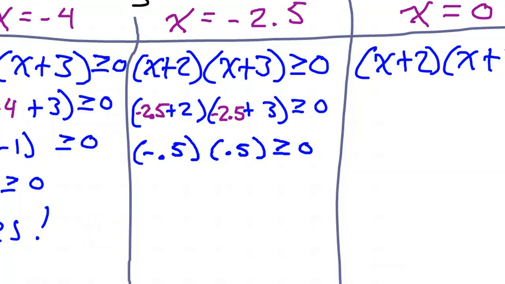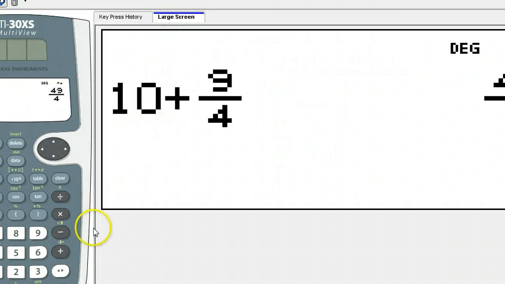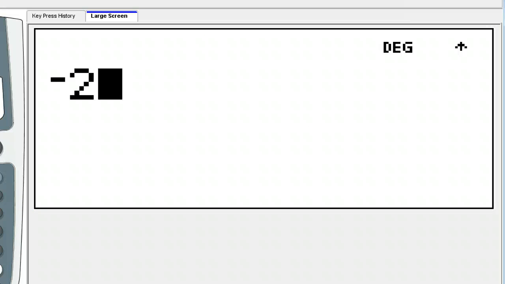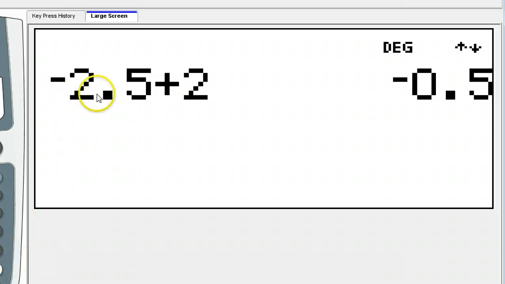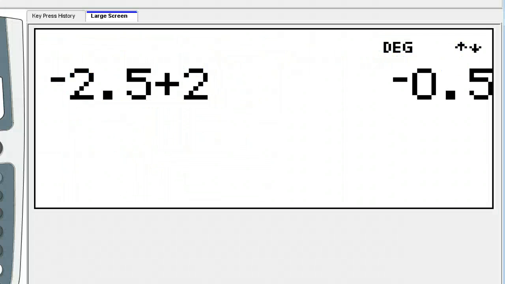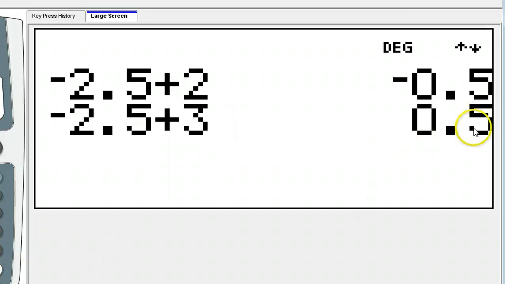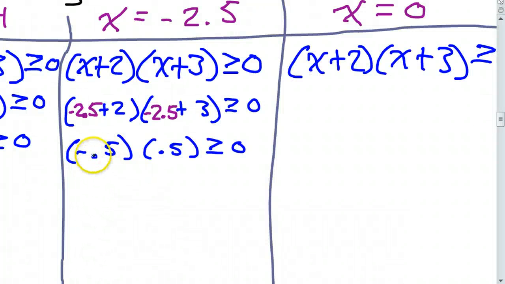But like I said, if you need to put this in your calculator, do what you need to do. Negative 2.5 plus 2 is negative 0.5, and negative 2.5 plus 3 is positive 0.5. And so now we need to do negative 0.5 times negative 0.5.